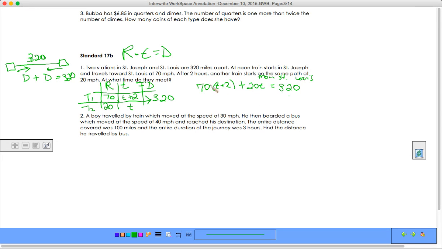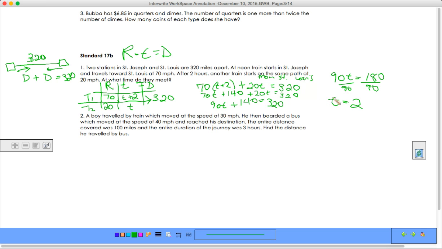Okay, so distributing here, I'm going to get 70t plus 140 plus 20t equals 320. Then we combine like terms, so we get 90t plus 140 equals 320. Subtract the 140, we'll get 90t equals 180. Divide by 90. And we get t equals 2.